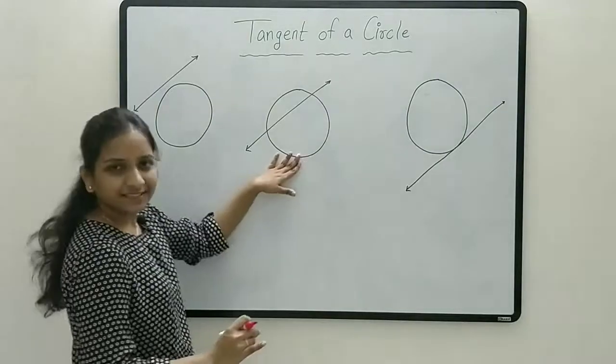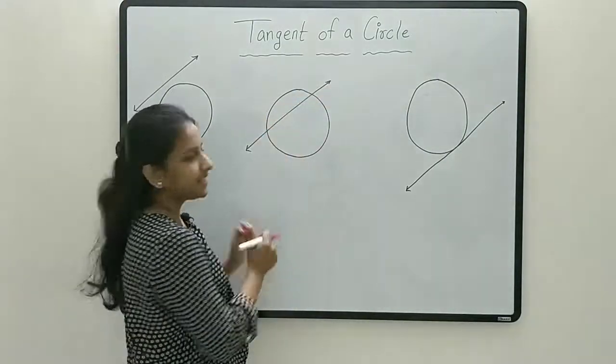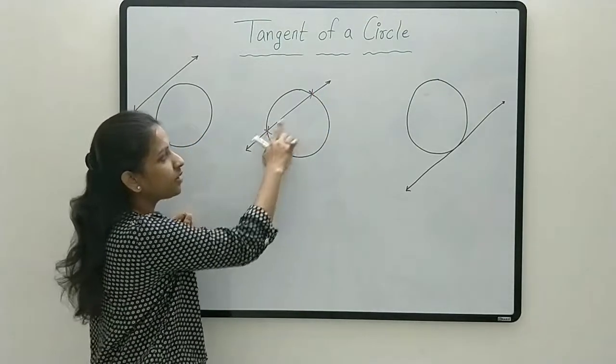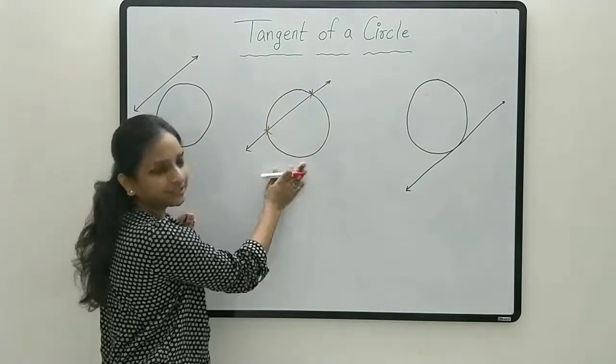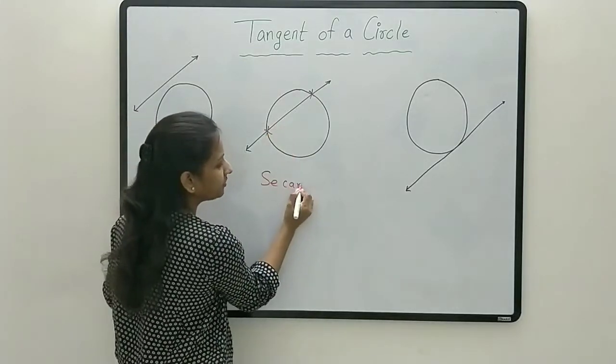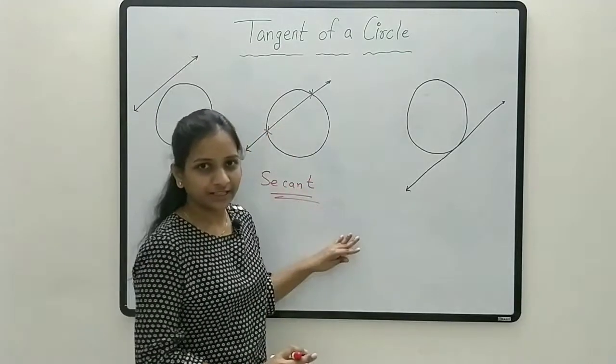Okay, in this case the line intersects the circle in 2 points, this and this. So there are two common points for the line and the circle. This is called secant. This we will learn in next video, not in this video.